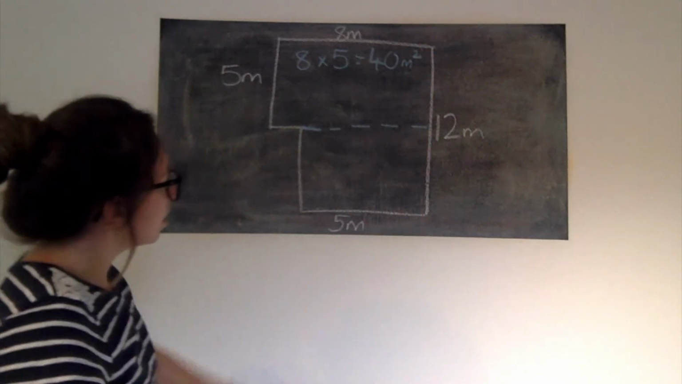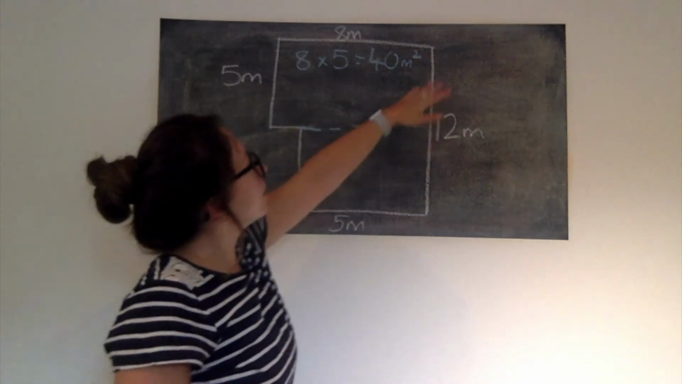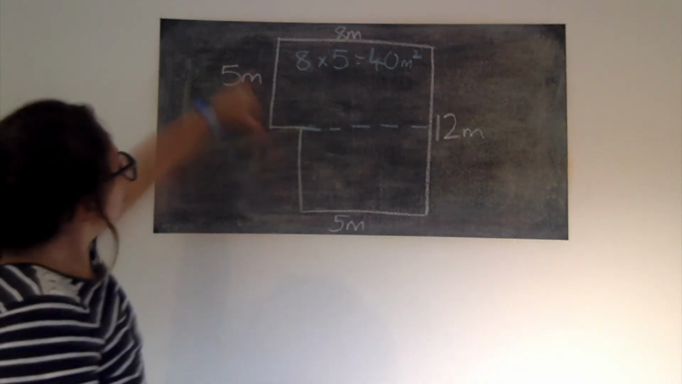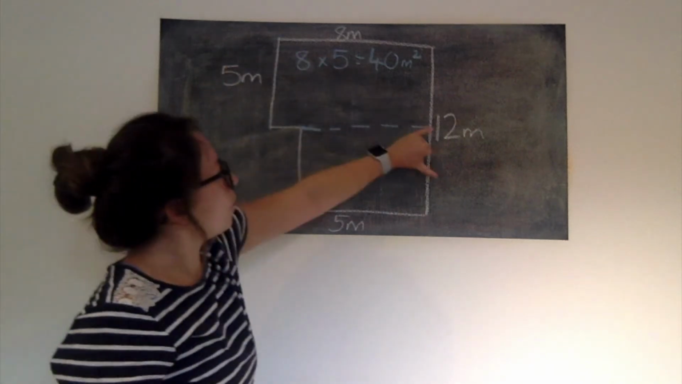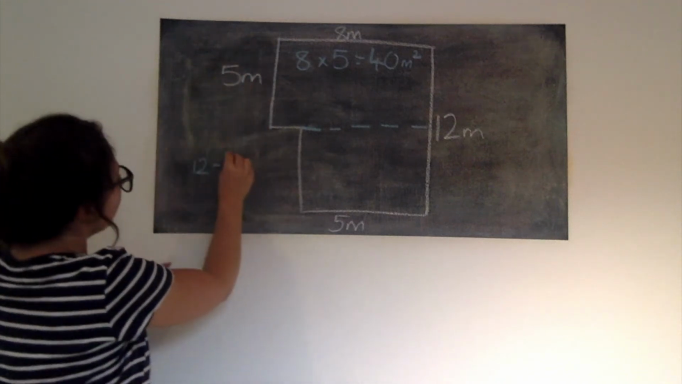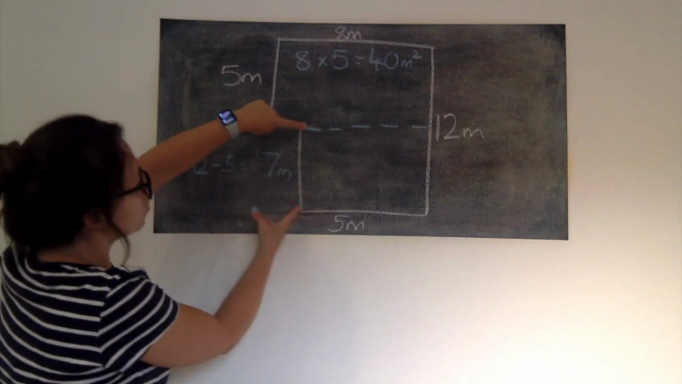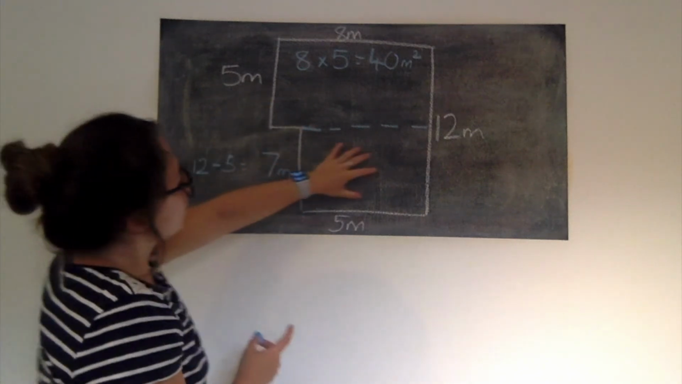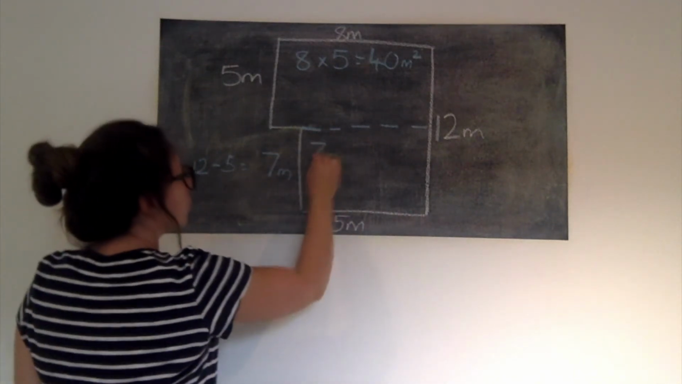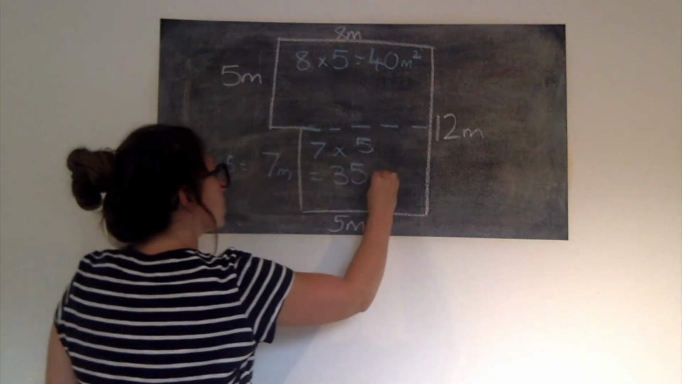Now the next part, I've got the length, but I don't have the width. It's not 12 metres because that's the full length of this side here. So to figure out this part, well, I know what this part is here and the opposite side. So we need to do 12, take away the 5, which comes to here, and that leaves us with 7. So this side of my rectangle must be 7 metres. So now to find out the area of this rectangle, we need to do 7 multiplied by 5. And that gives us 35 metres squared.